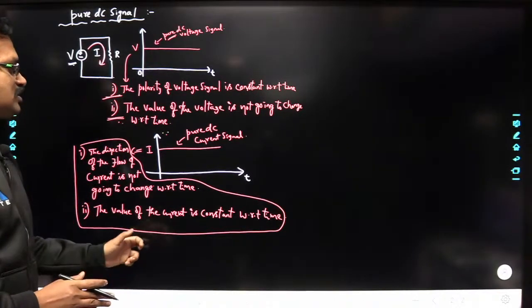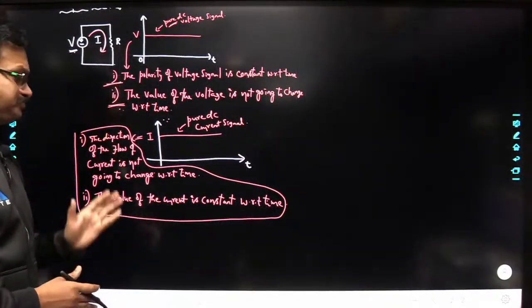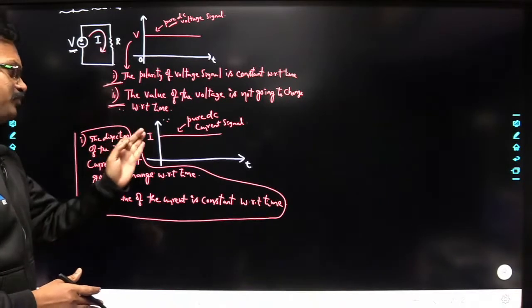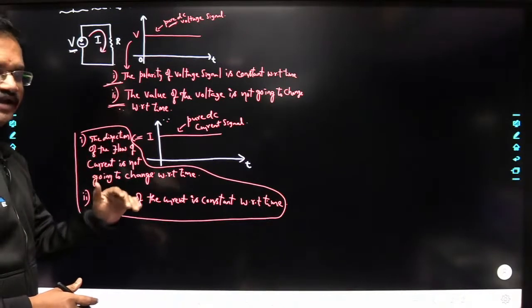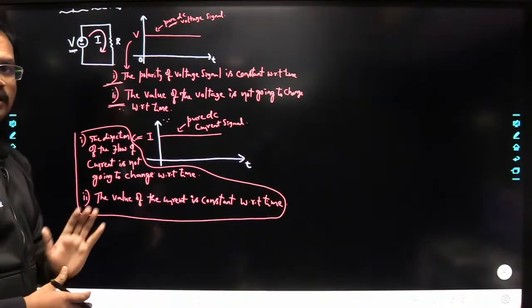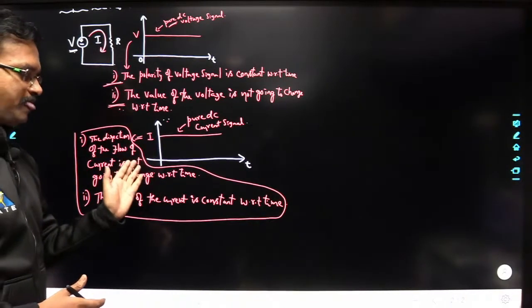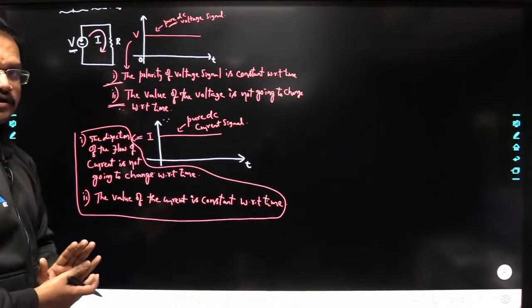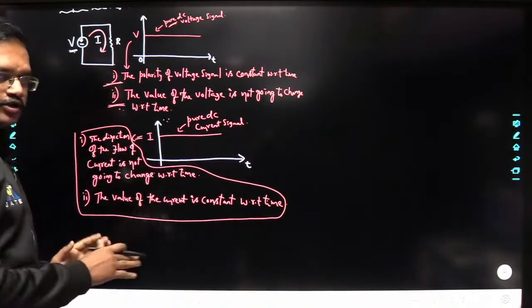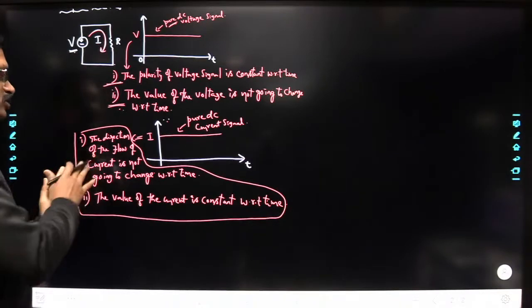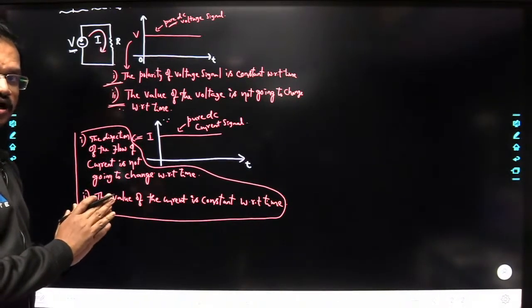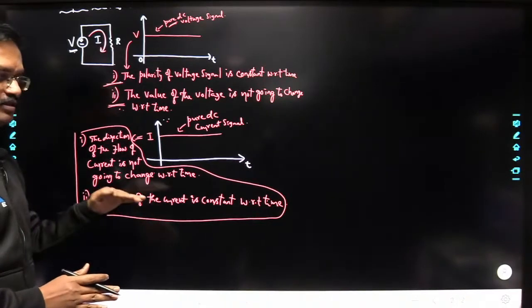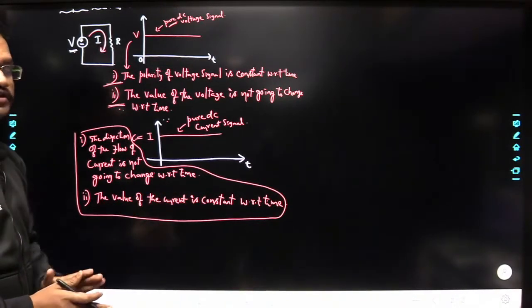Next, similarly, current here. A pure DC current is going to flow only in one direction the whole time, whatever time you take. So throughout the time, the direction of the flow of the current is not going to change. Understood? And the value of the current is constant with respect to time.